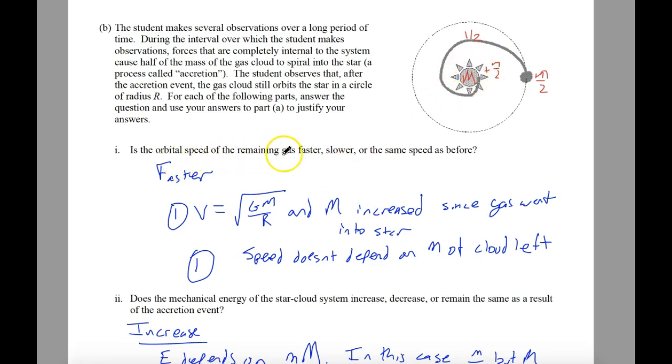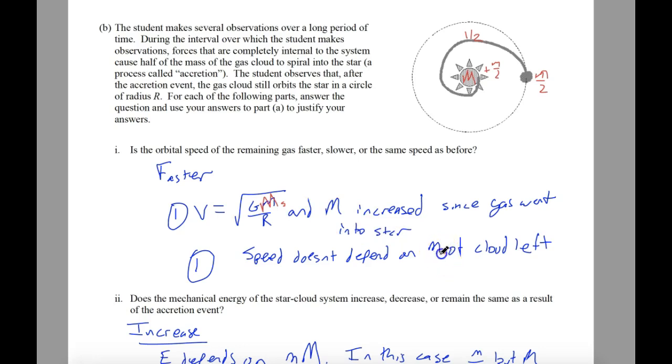If the orbital speed of the remaining gas, is it faster, slower, or the same? It will be faster. And that's because v, remember, is equal to the square root of GM over r. We solved that earlier. And our big M increased since the gas went into the star. So the gas that's going into the star makes this M bigger. And so speed doesn't depend on the little mass that's left. So if you want to, I would make this big M. That's for the mass of the star.